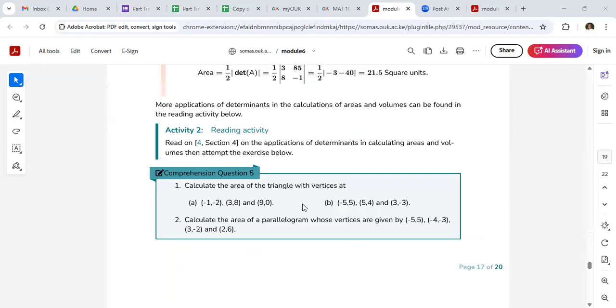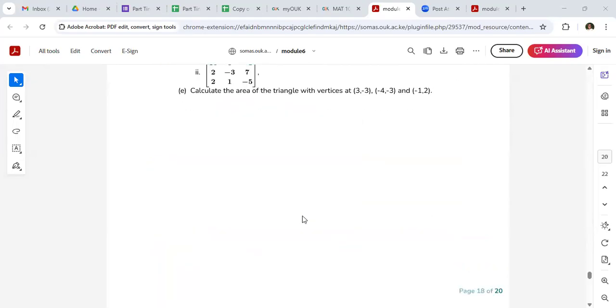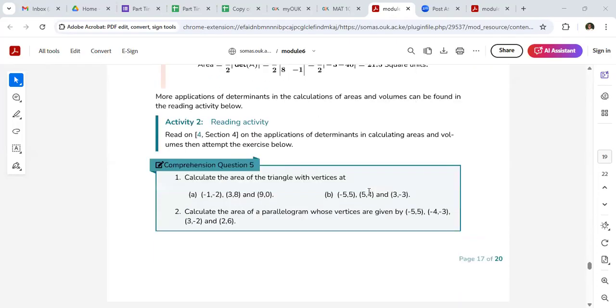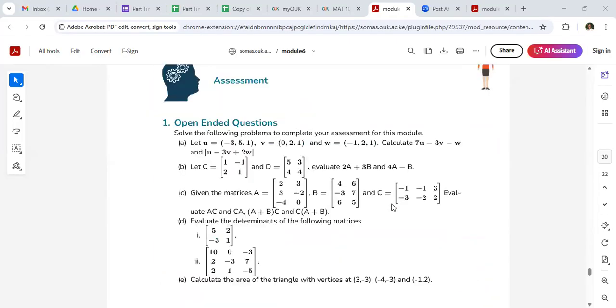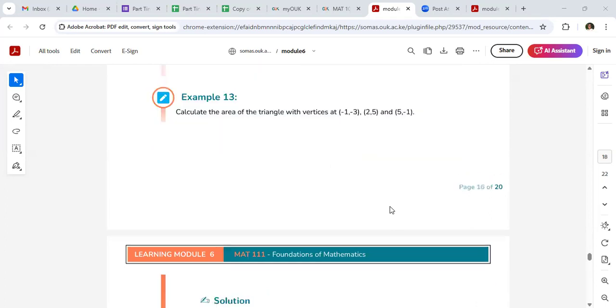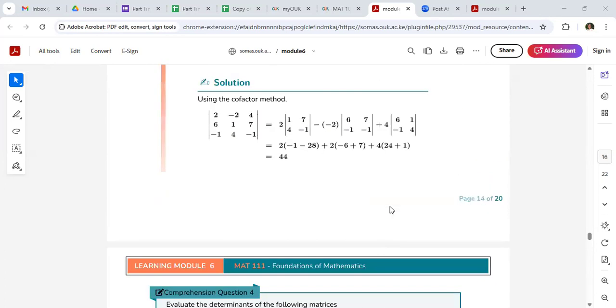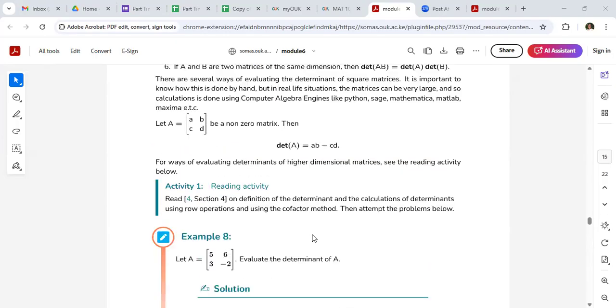Applications, you can look at them. Does it look at the minor cofactor method? I think this would be important because you need determinants of 3 by 3 matrices. So let me see how they were computed. Yes, we need the minor cofactor method.